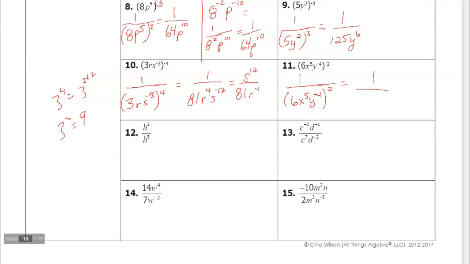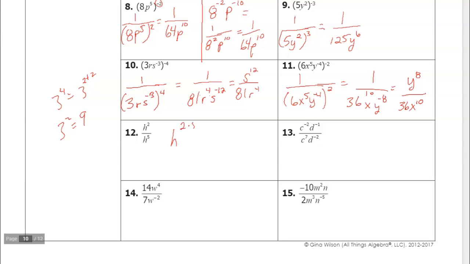So now I end up with 1 over 36, that's 6 squared. 5 times 2 is x to the 10th. And then negative 4 times 2 is y to the 8th. And it is negative because you have that negative 4 there. I'm going to fix this 10. X to the 10th. Y to the negative 8. So then your y only goes to the top. So I end up with y to the 8th on top. 36 x to the 10th on the bottom.